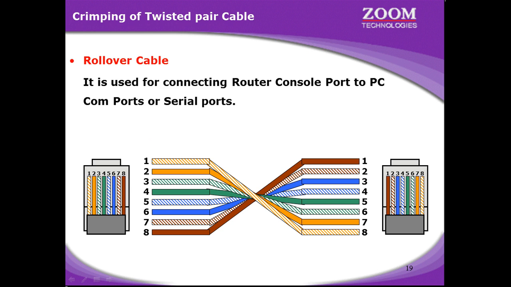Rollover cable is used to connect the router console port to the PC COM port or serial port. One side we connect to the router, that is an RJ45 connector, and the other side is a COM or serial connector that we connect to our PC. So it's a rollover cable. It's nothing, just a reverse twist in between, 1 to 8 and 8 to 1. The wires are going reverse, you see. So that's it.